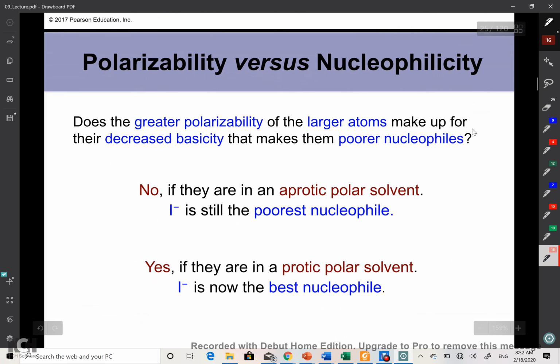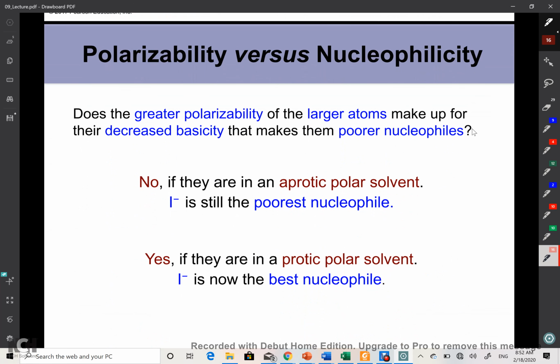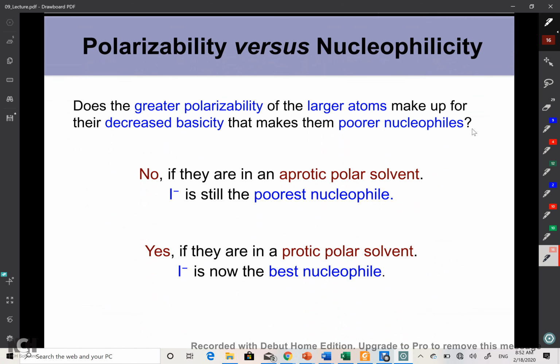And so that polarizability now is in competition with what we refer to as nucleophilicity, which is your ability to act as a nucleophile. Does that make sense? Nucleophilicity is your ability to behave as a nucleophile. Now, the question is, does a greater polarizability of the larger atom make up for the decreased basicity and make that molecule a poor nucleophile? That's what we need to find out.